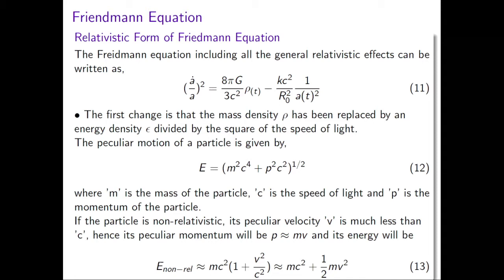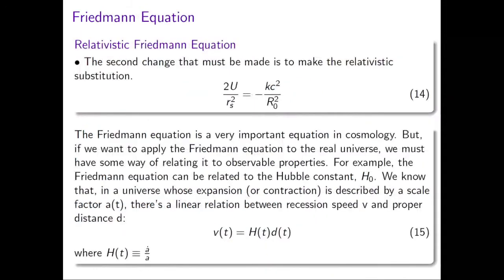So if a particle is non-relativistic, then its peculiar velocity v is very much less than c. So then we can neglect the higher v terms, and its peculiar momentum will basically be approximately equal to mv, and the energy of a non-relativistic particle is approximately equal to mc² times (1 plus v²/c²), that is approximately mc² plus 1/2 mv². This is for a non-relativistic particle moving in the expanding space.